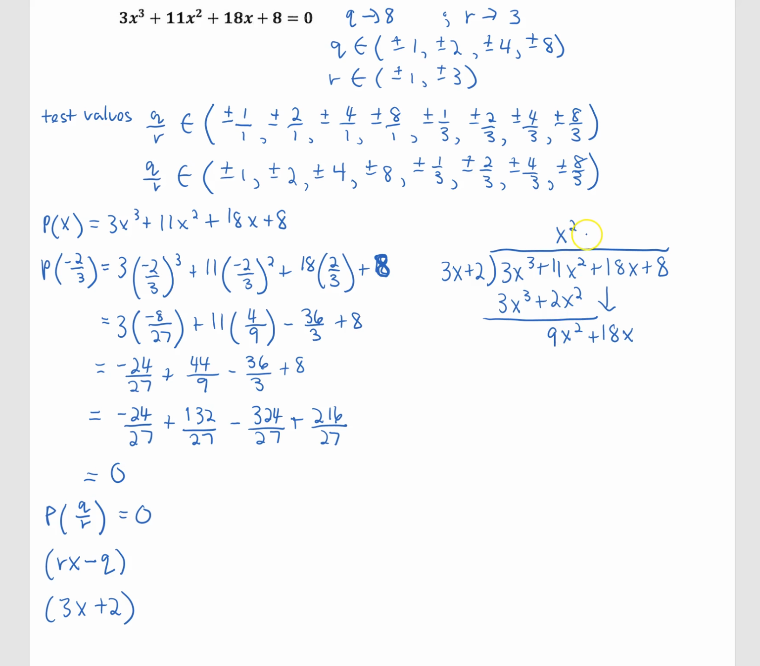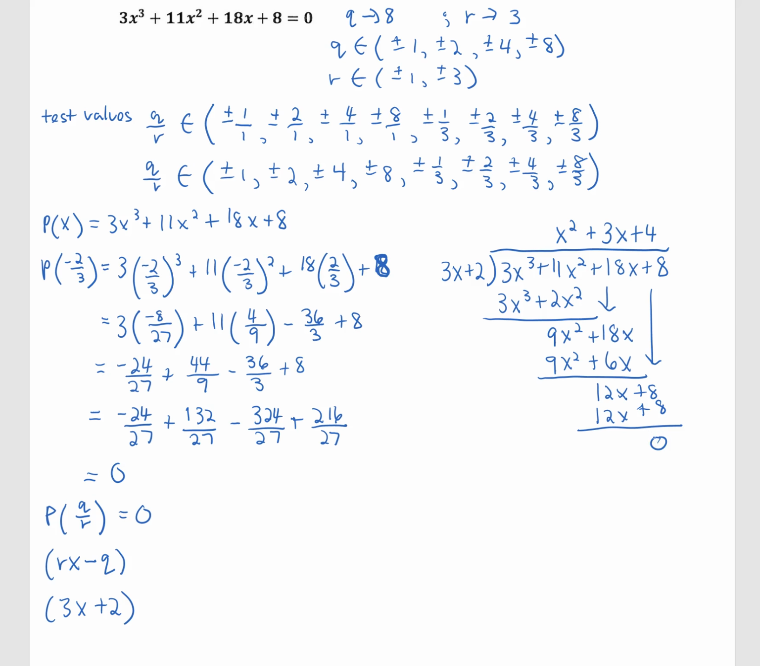To get 9x squared, we multiply 3x by 3x. 3x times 3x is 9x squared. 3x times 2 is plus 6x. Subtracting that cancels. 18x minus 6x is 12x. Pull down a plus 8. To get 12x, we multiply 3x by 4. 4 times 3x is 12x. 4 times 2 is 8. So when we subtract that out, we get 0. So great, 3x plus 2 is indeed a factor.